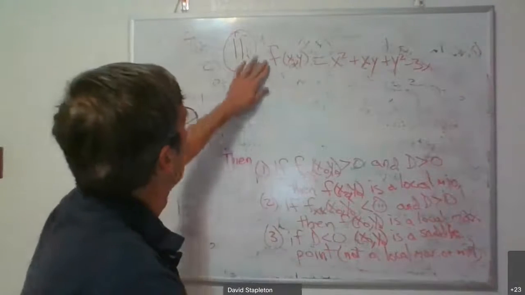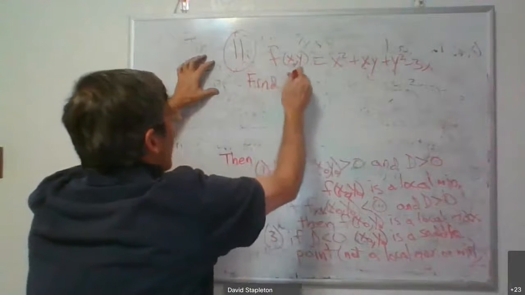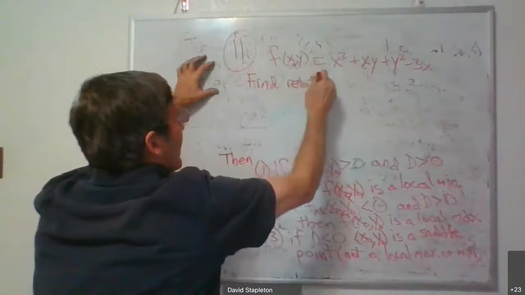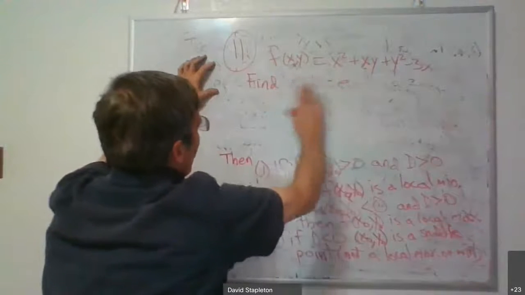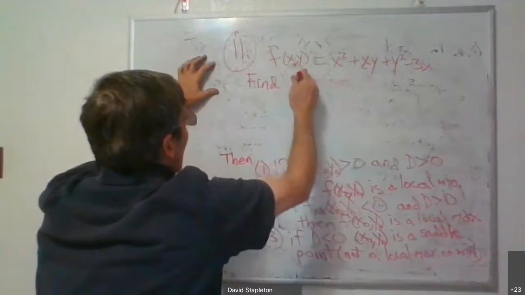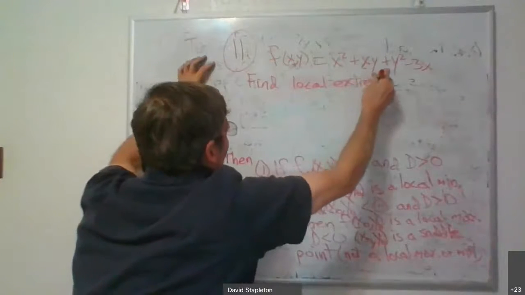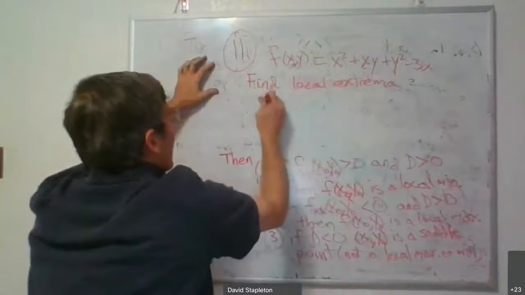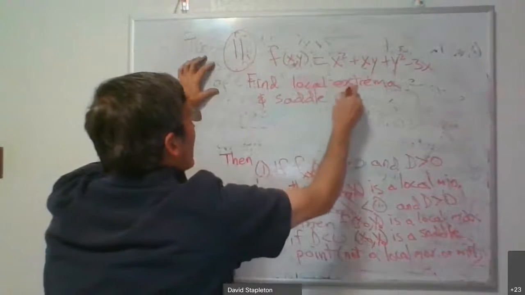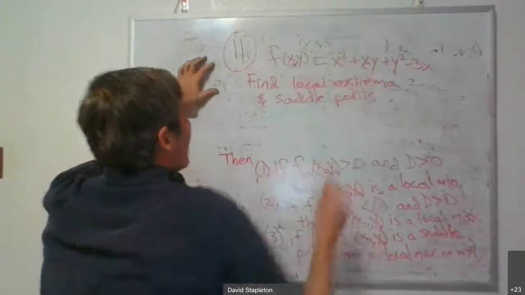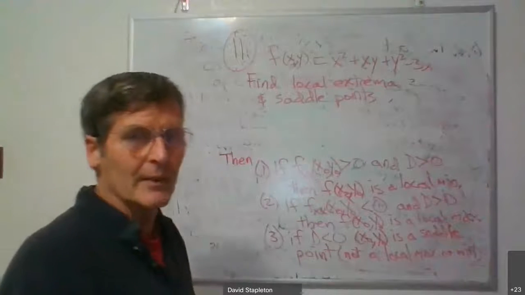I wonder, what are the relative extrema, relative maximum? Let's call them local again. I keep changing words there, don't I? Local extrema and saddle point. Right? What do I do? Just like calculus 1, right?